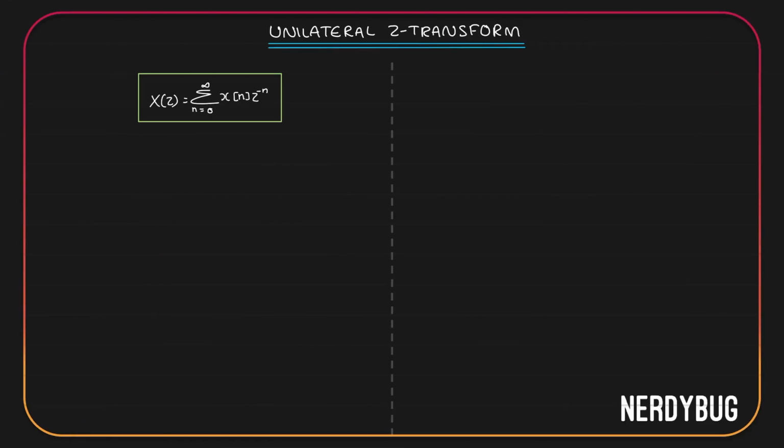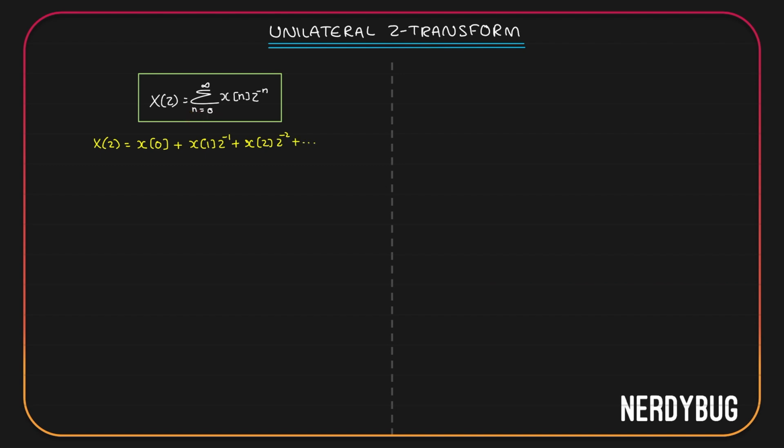We got the expression for the unilateral Z transform. Let us expand the summation. X(z) is equal to, if you give n equal to 0, x[0] z^0, which is 1, plus if you give n equal to 1, x[1] z^(-1), plus if you give n equal to 2, x[2] z^(-2), it goes like that up to infinite terms.